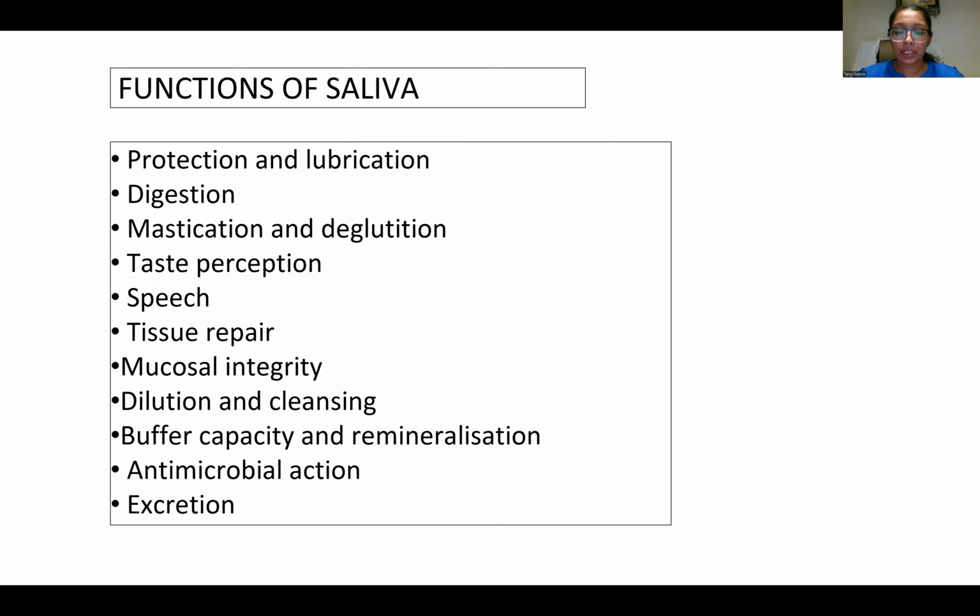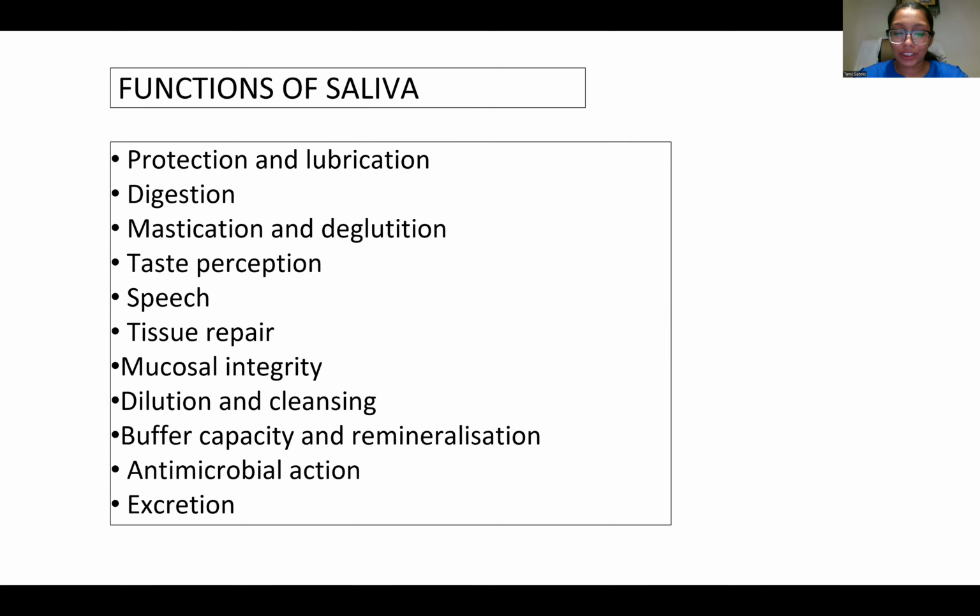Coming to digestion, saliva participates in digestion by providing a fluid environment for solubilization of food and taste substances through the action of the digestive enzymes. That is, amylase helps in breaking down carbohydrates, and lingual lipase helps in breaking down lipids, with hydrolysis of triglycerides to monoglycerides, diglycerides, and fatty acids, along with the other hydrolytic enzymes.